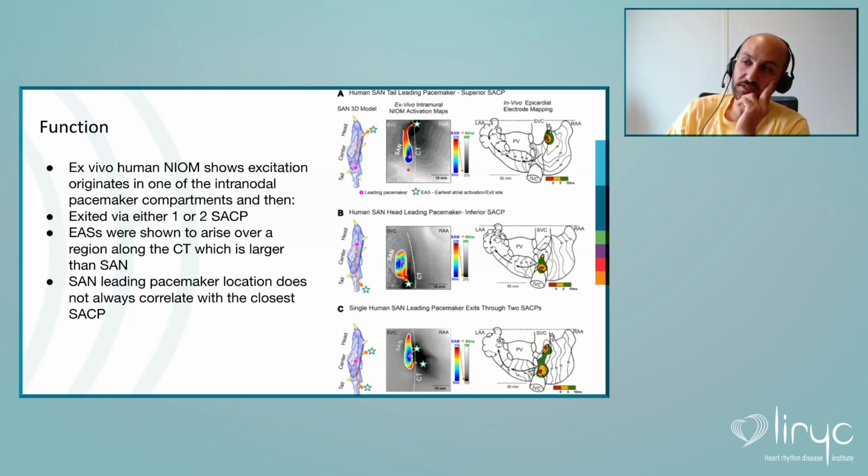For example, in this paper, as you can see, the first place where the propagation starts is the lower part of the SA node, but the exit is through the higher part. Or in this picture, as you can see, it started in the middle, but it goes through the lower part of the conduction pathways.